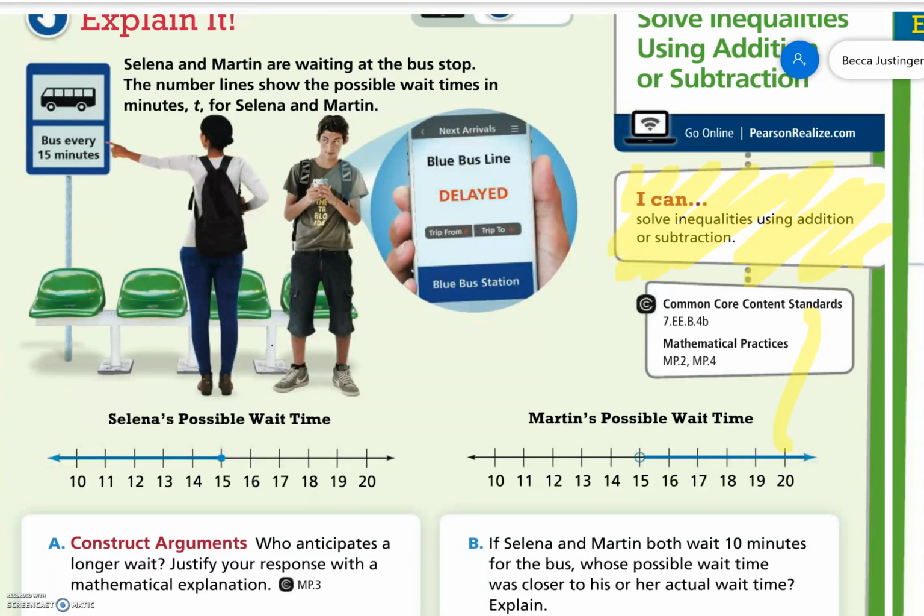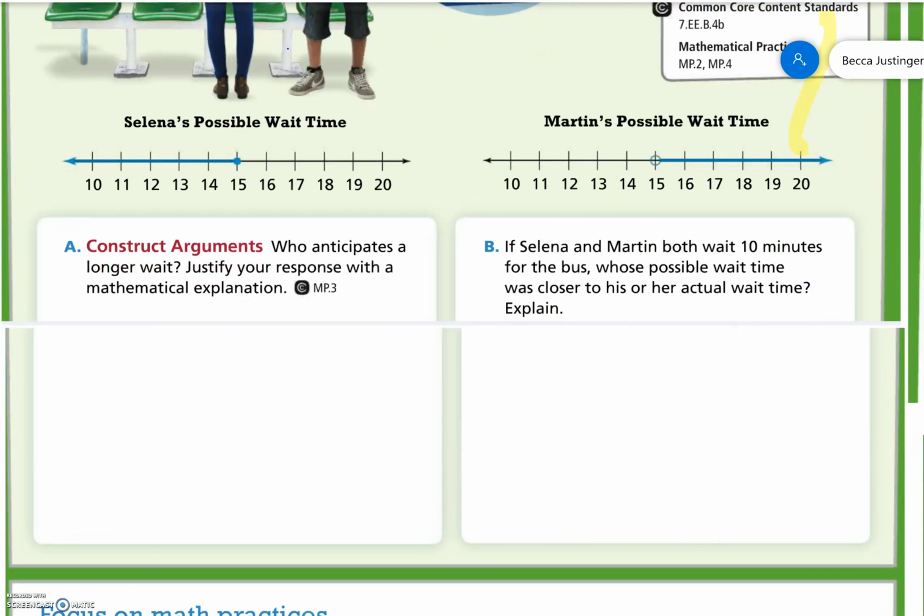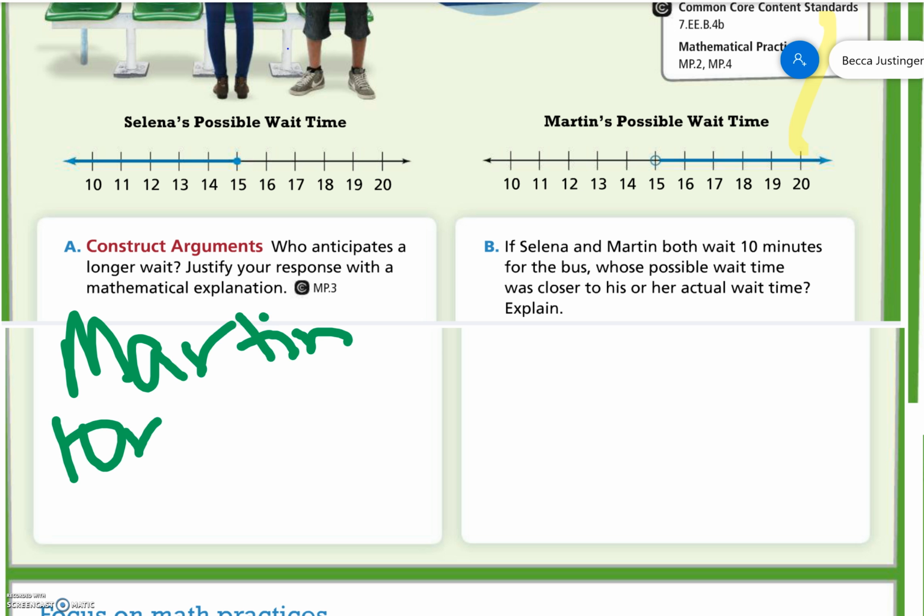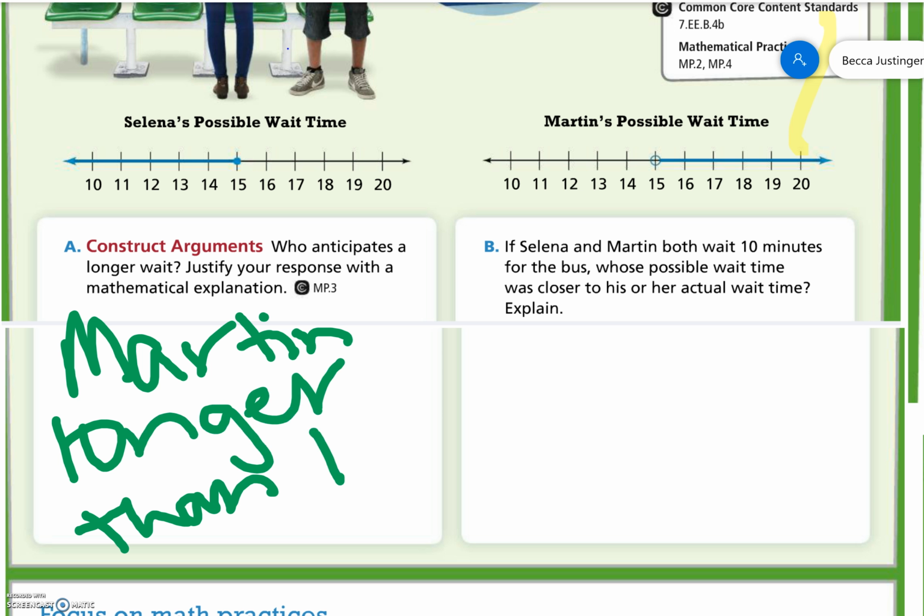Construct arguments. Who anticipates a longer wait? Justify your response with a mathematical explanation. All right, what do we think? Selena or Martin? I agree, Martin, because he's going to have to wait longer than 15 minutes. And Selena's not going to have to wait any longer than 15 minutes.